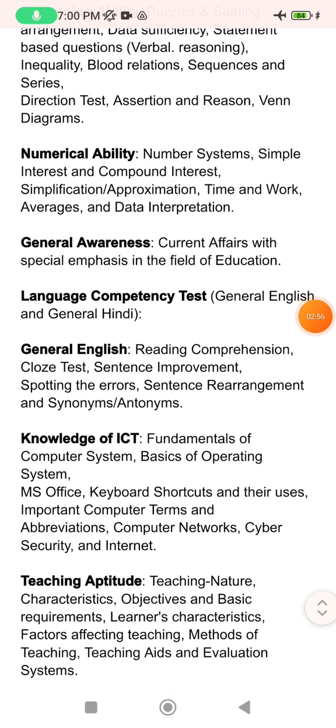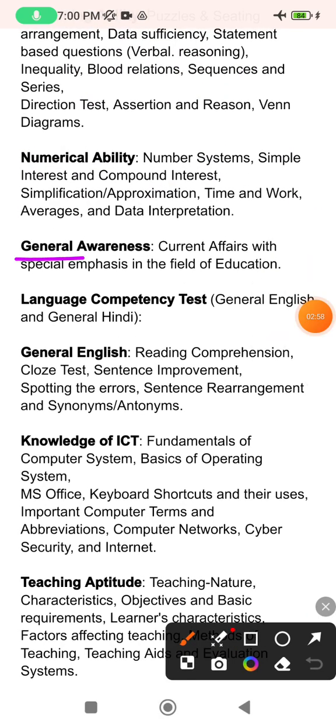Now next one, general awareness. For general awareness, there is no need to go through it beforehand. I think it is better to prepare this GA or current affairs just 3 months before the exam. And next one is language competencies.